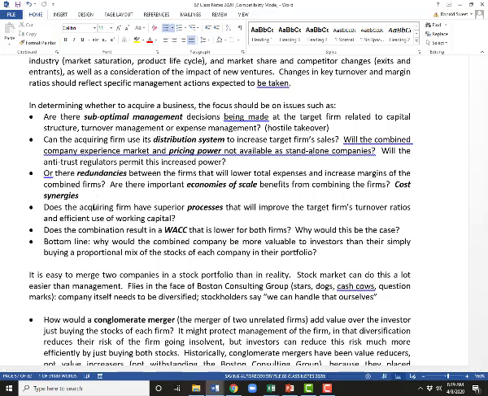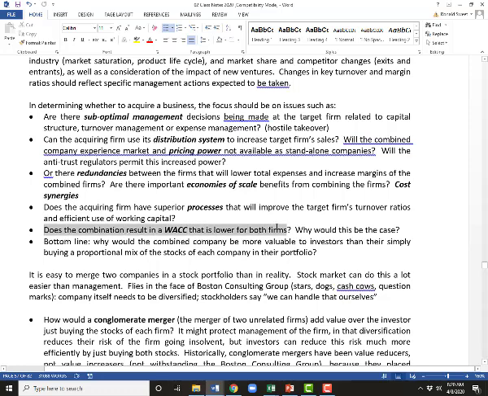You might acquire another firm because they have superior processes that you can take over and use. Maybe they're better at managing their inventories or their accounts receivable, or something that just says they're just a lot better. If we acquire them, we can take advantage of that.